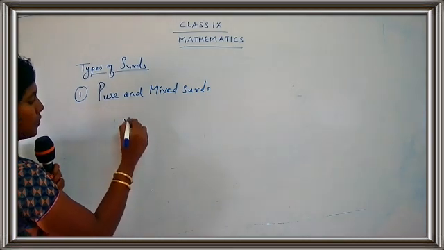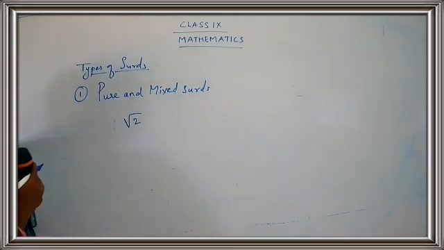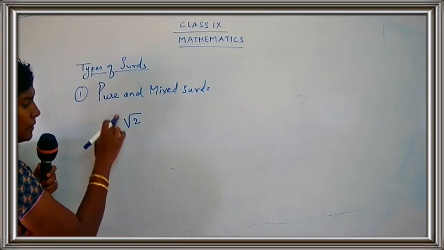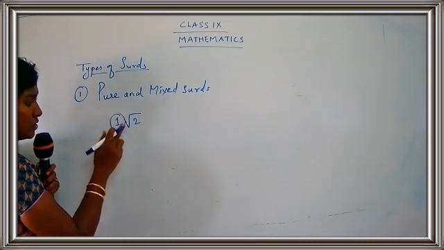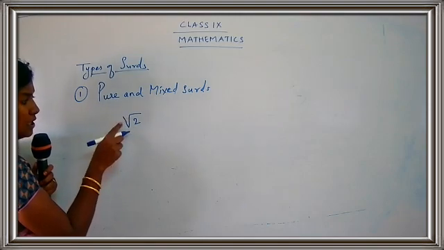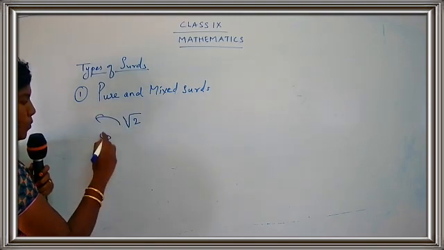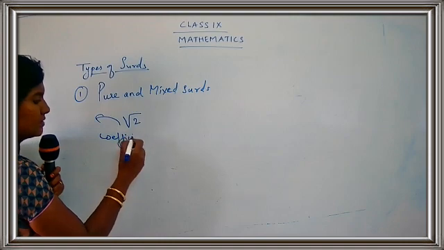Square root of 2. Now just tell me, children, what is the number present here? No number. That means the coefficient is 1. So what is the coefficient to be considered? The coefficient is considered as 1. The coefficient is 1.